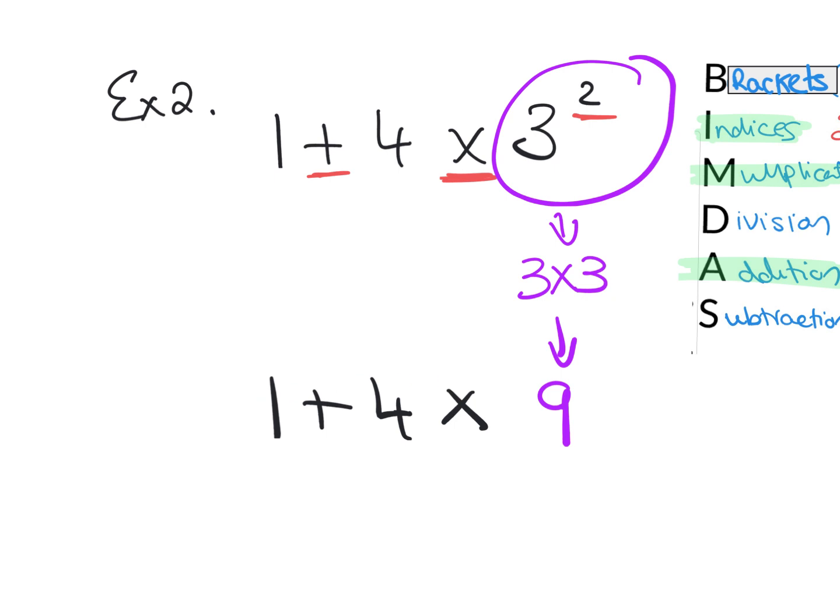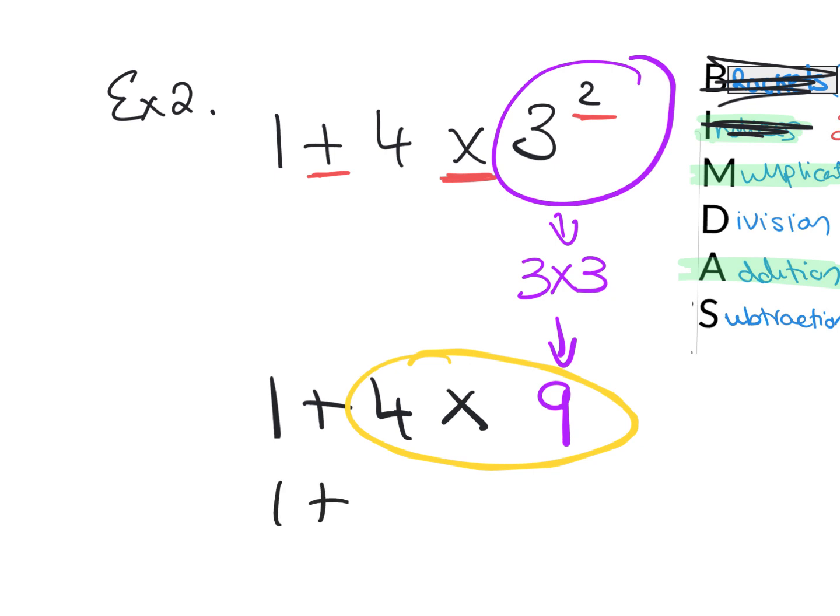So I've done my indices, so I can mark that out. There's no brackets. The next thing is multiplication. So you can see here there is some multiplication, and if I circle it, this is the multiplication bit. So that's what I do next. So it becomes 1 plus, and I do this sum here, 4 multiplied by 9. So hopefully you will get 36. And I can mark that out now.